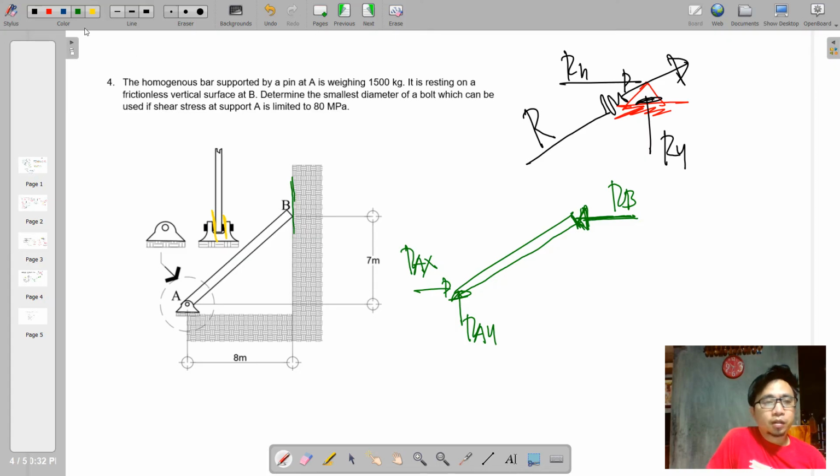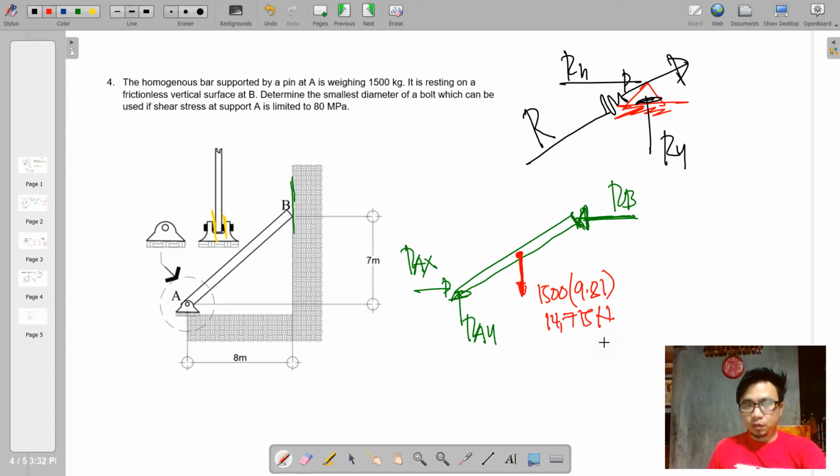Let us note here that this bar also has its weight, that is 1,500 kilograms, located at the centroid. So we'll just have to get the center of gravity. Actually, that is a mid dimension of this bar. So this is 1,500 times 9.81. We have 14,715 newtons.